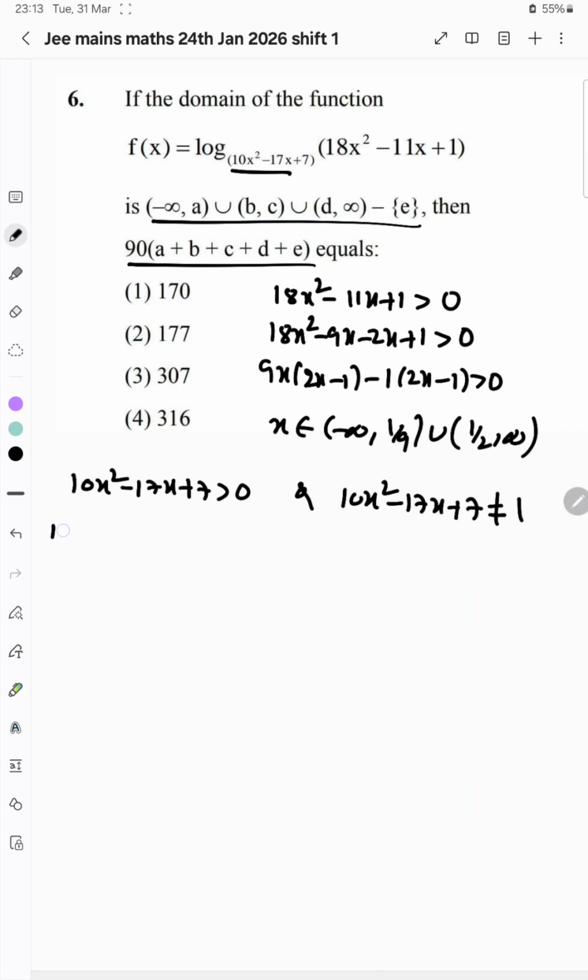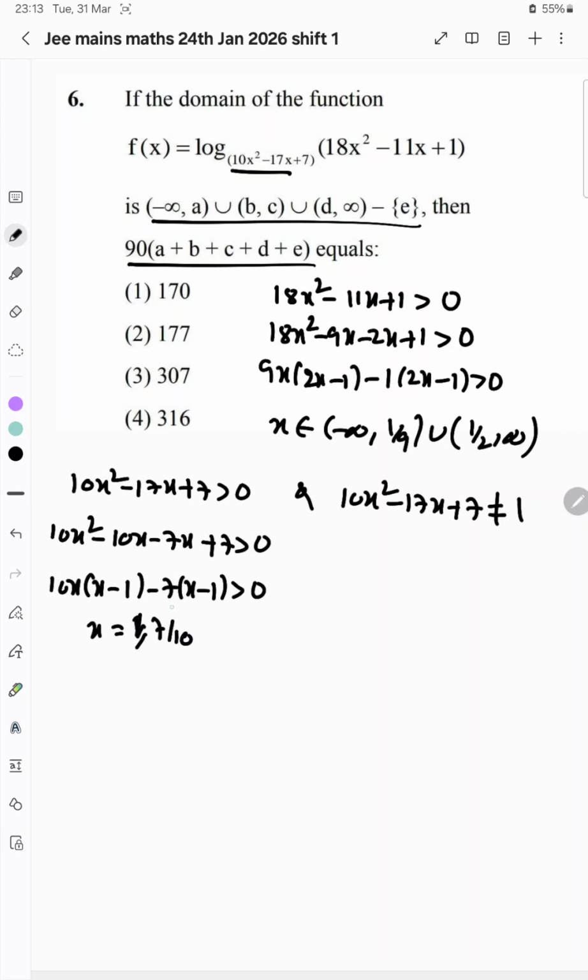Let's simplify this. So the middle term we can split as 10x minus 7x plus 7 greater than 0. 10x can be taken as common, x minus 1, minus 7 taken as common, x minus 1, which is positive. So the roots are clearly 1 and 7 by 10, right? Positive only, no? So smaller than the smaller value or greater than the greater value. So minus infinity up to 7 by 10 union 1 to infinity. These are the possible values.